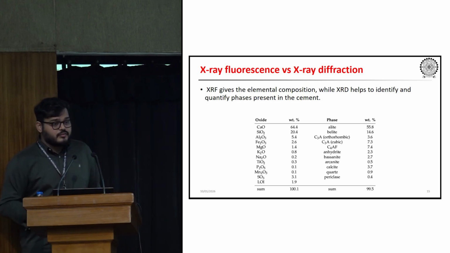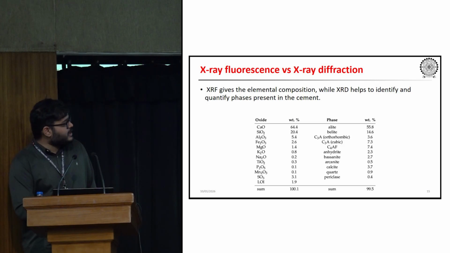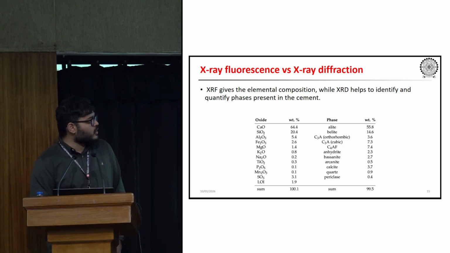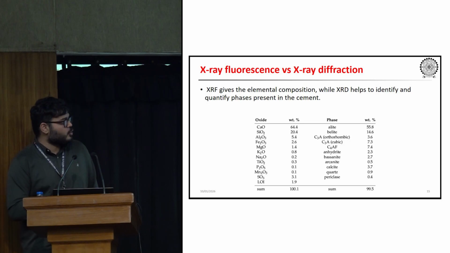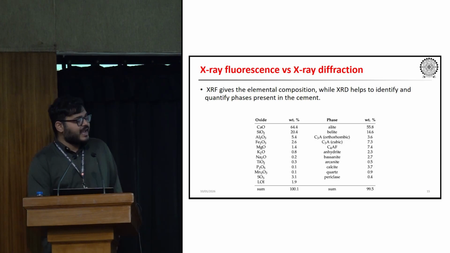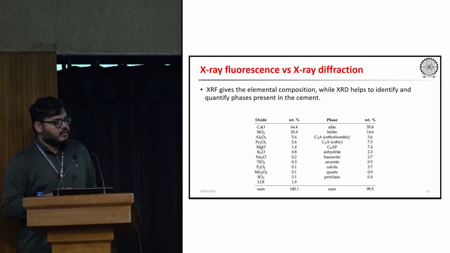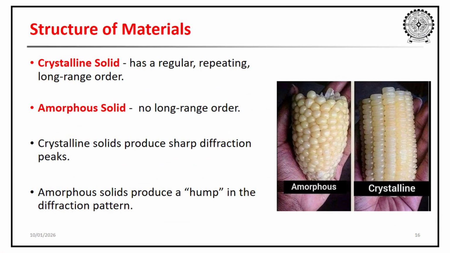That is what we are interested in for calculating our hydration reactions and all those things, right? So your XRF gives us the elemental composition, and typically this is how the output is going to look like: a mix of calcium oxide, SiO2, Al2O3, etc. Whereas your XRD gives you the phase composition, right? This is something which is very important to understand and distinguish. For XRD to work, you should have a crystalline material.